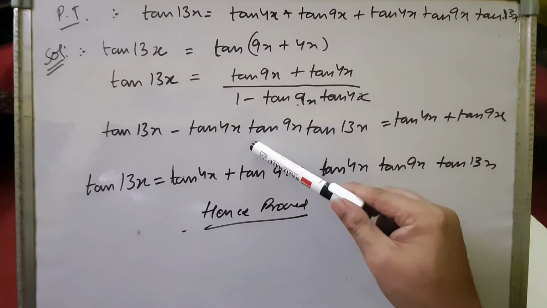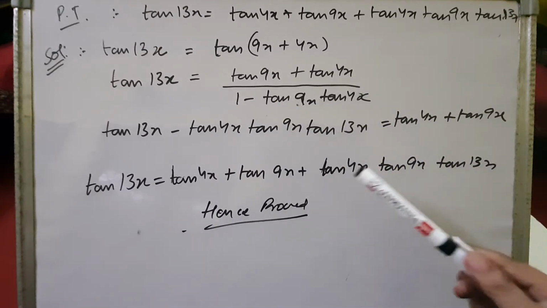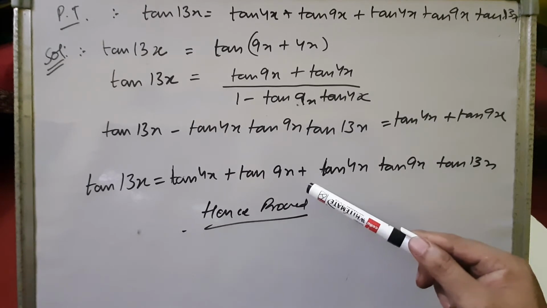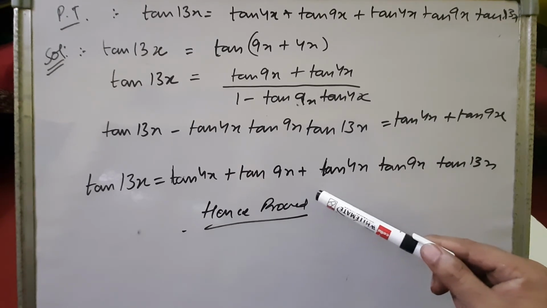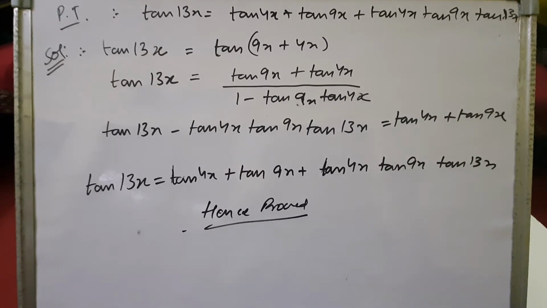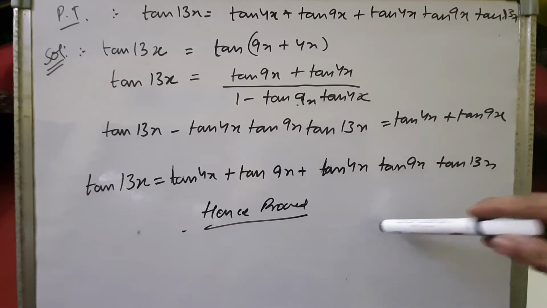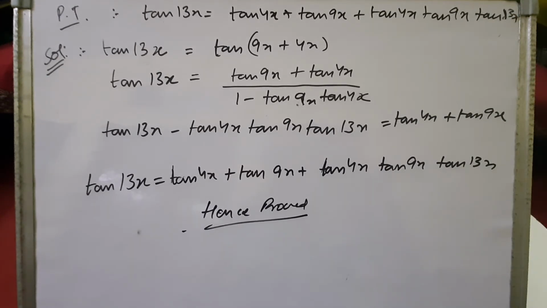When we transfer this term to that side, it will become tan 13x equals tan 4x plus tan 9x plus tan 4x, tan 9x, tan 13x. So this is what we have to prove, right? This is the right hand side. Tan 13x equals this much. So hence proved. Alright, children. Note down, please.